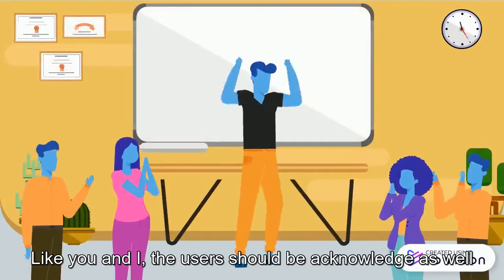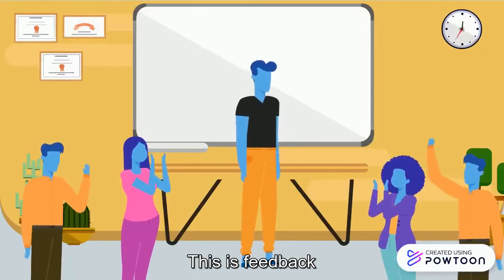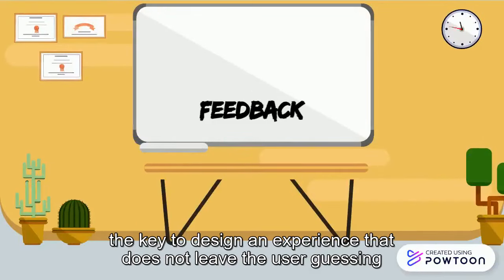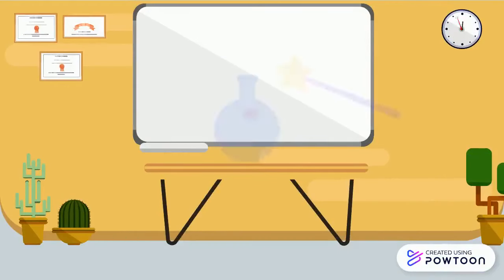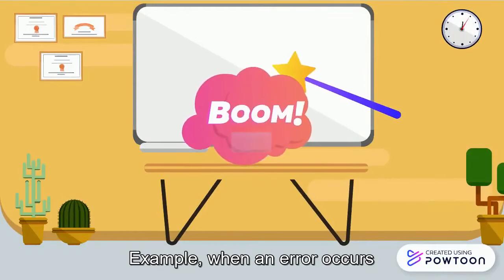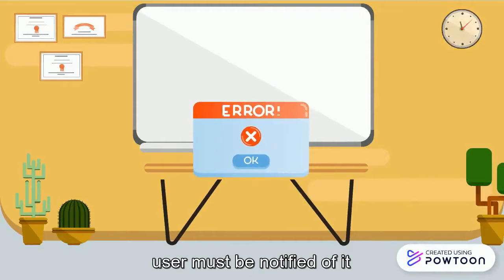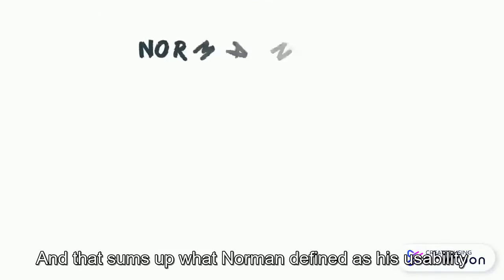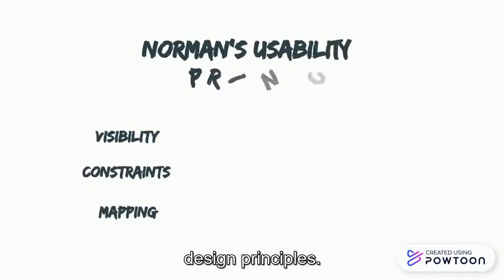Like you and I, the user should be acknowledged. This is feedback, the key to designing an experience that does not leave the user guessing. For example, when an error occurs, the user must be notified of it. And that sums up what Norman defined as his usability design principles.